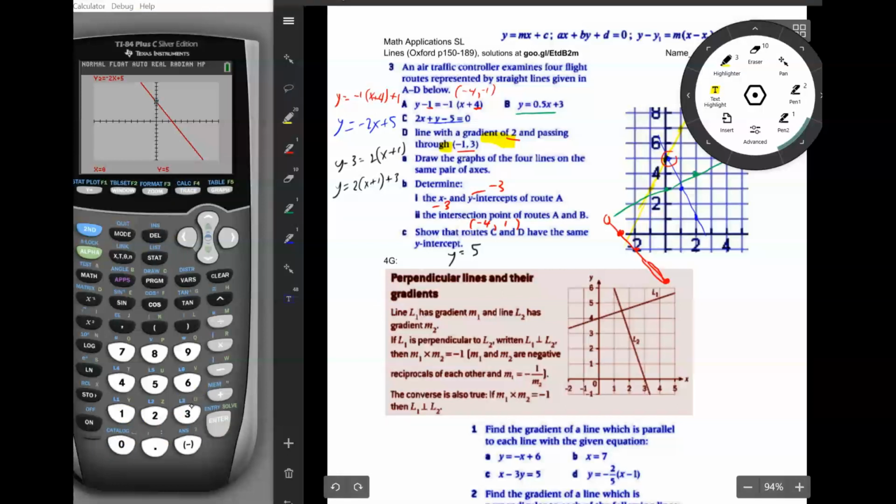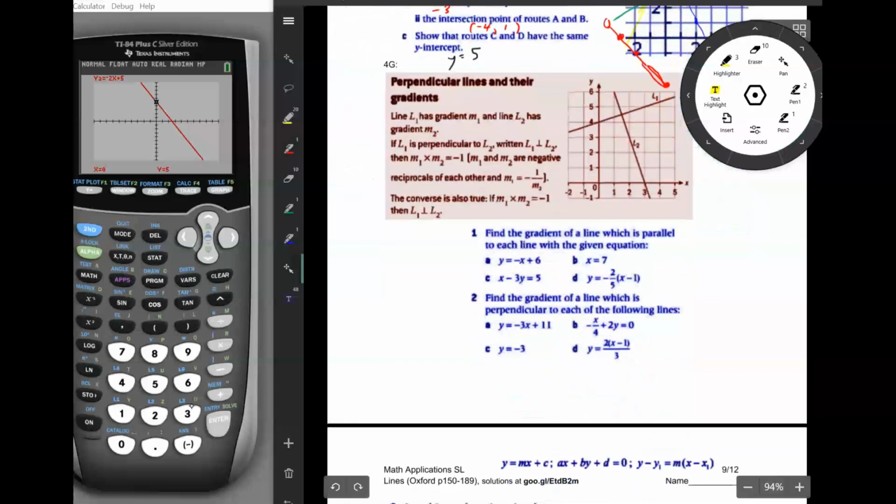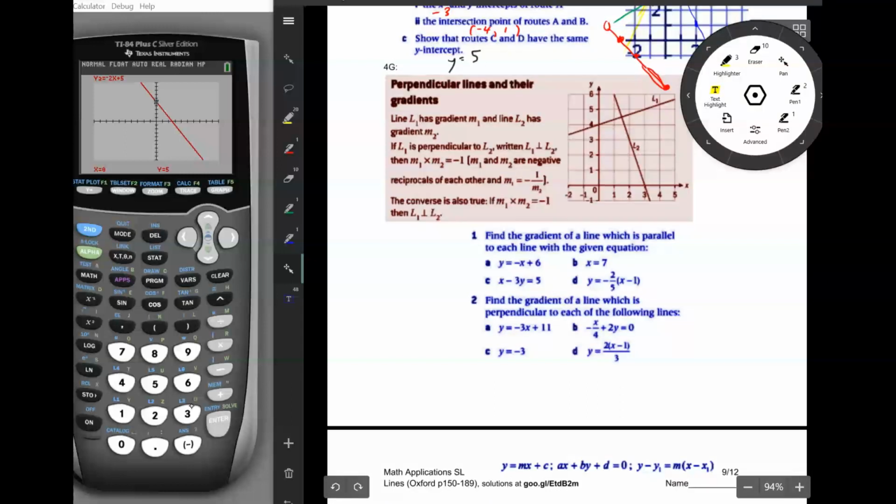Okay, all right. Now let's go down here where we start talking about perpendicular lines and their gradients. So remember in the investigation that perpendicular gradients are negative reciprocals of each other. Okay? Basically, that's what it's saying here, except it's in a maybe hard to understand mathematical formula, but that's what they mean. Okay? All right, let's look down at number 1. Find the gradient of a line which is parallel to each line with the given equation.